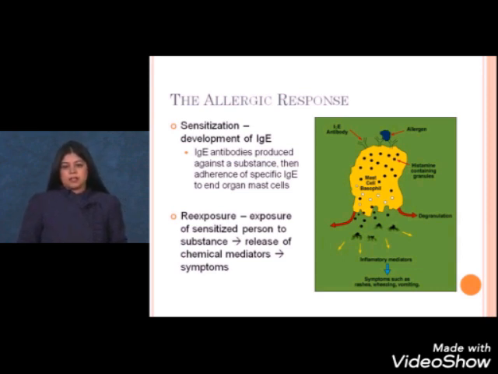And when the person is then re-exposed to the allergen that caused the production of the IgE antibodies, you get release of chemical mediators from the mast cells and basophils, histamine, prostaglandins, etc. And that's what causes the symptoms such as rashes, wheezing, and vomiting.